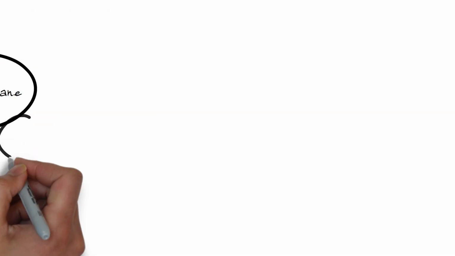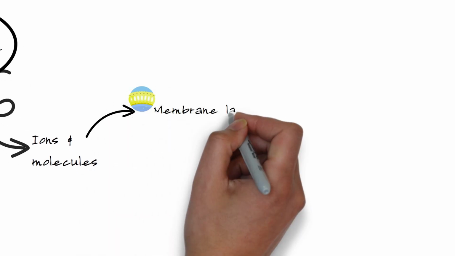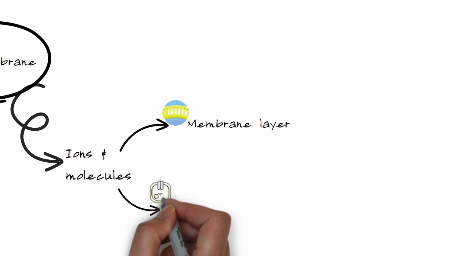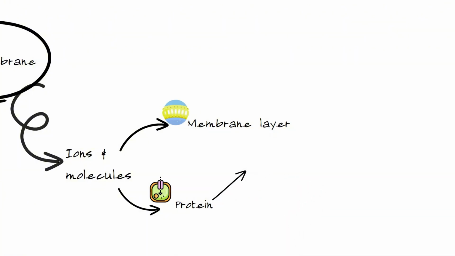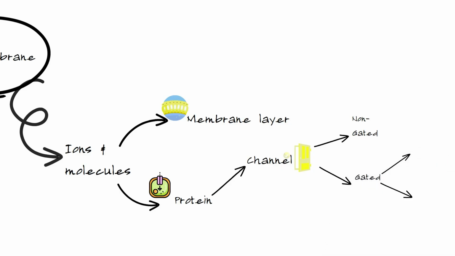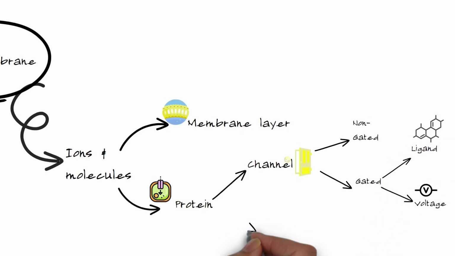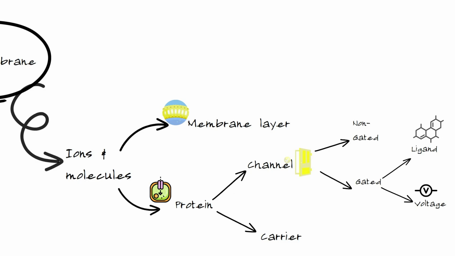The cell membrane is also responsible for transporting ions and molecules, either through the membrane layer or through the protein. Proteins could be classified into channels, which are either non-gated or gated, and the gated ones are either ligand gated, open with the ligand, or voltage gated, open with potential or voltage changes. The other type of protein is the carrier.